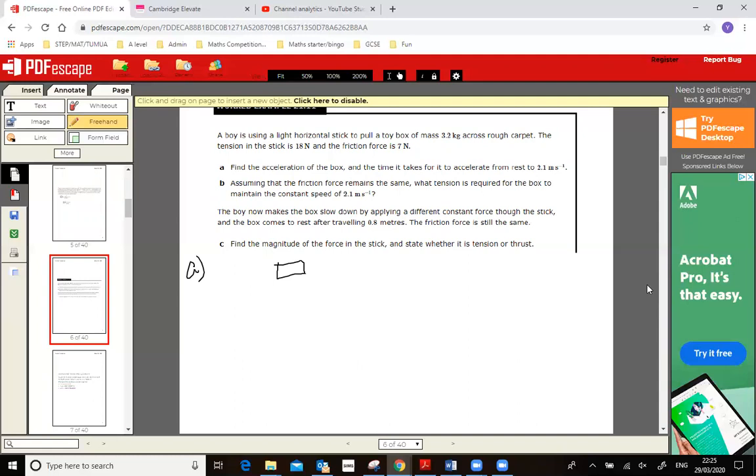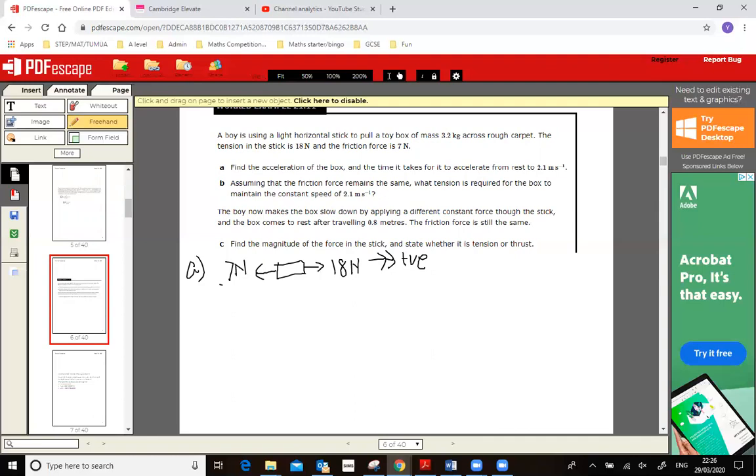So assume that our box is moving toward the right-hand side. That's our positive direction. If we're pulling the stick, that means we have a tension, and in this case it's 18 Newton. However, because it's being pulled across a rough carpet, we have a friction force acting in the opposite direction of motion. So if the box moves toward the right-hand side, friction force will have to act towards the left-hand side. So that is 7 Newton.